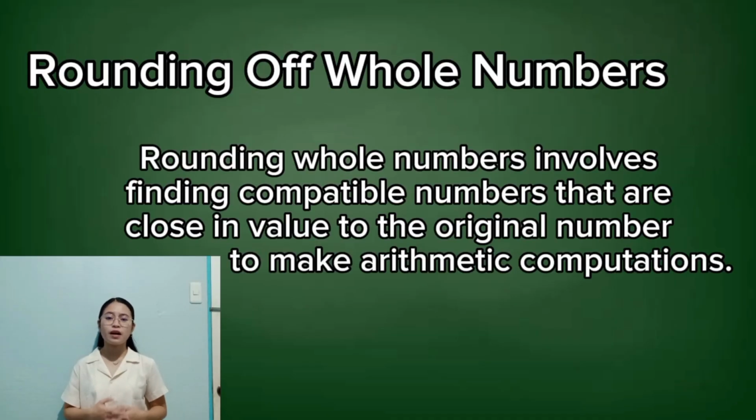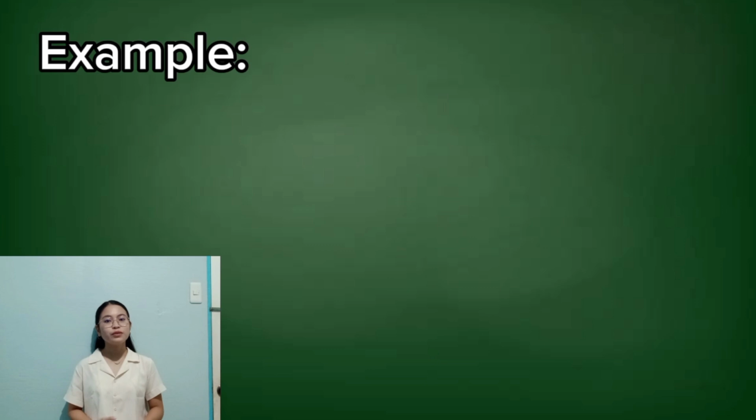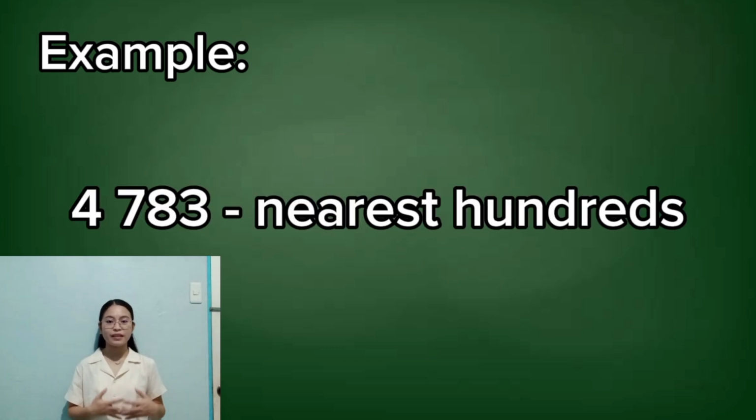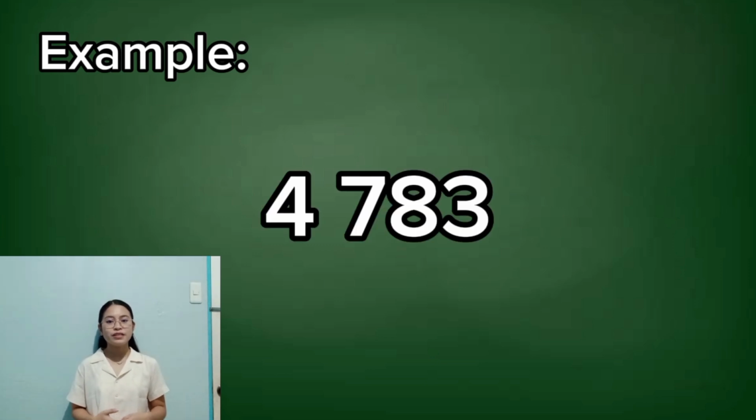Rounding helps us approximate a number to make it easier to work with, especially when doing quick calculations. The rules are simple. Step 1. Look at the digit to the right of the place value you're rounding to. Let's say we want to round 4,783 to the nearest hundred. First, look at the digit to the right of the hundreds place, which is the 8.